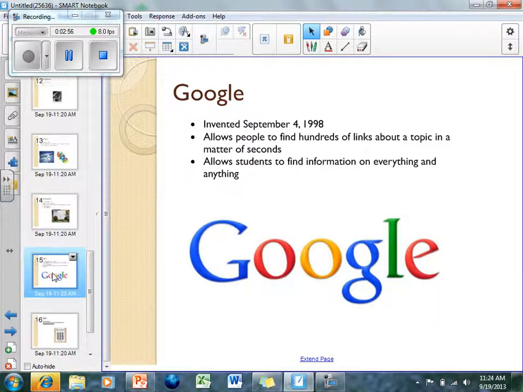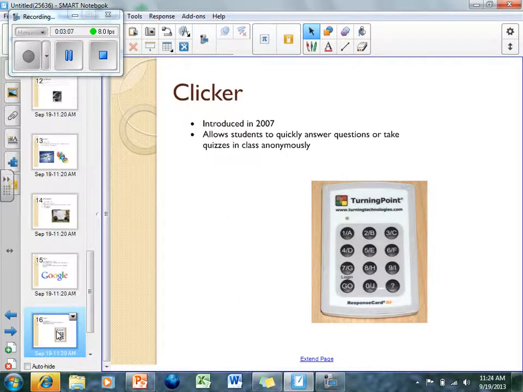Google was invented on September 4th, 1998, and it allowed people to find hundreds of links about topics in a matter of seconds, and students could find more information on everything and anything. Clickers were introduced in 2007, and they allowed students to quickly answer questions or take quizzes in class anonymously.